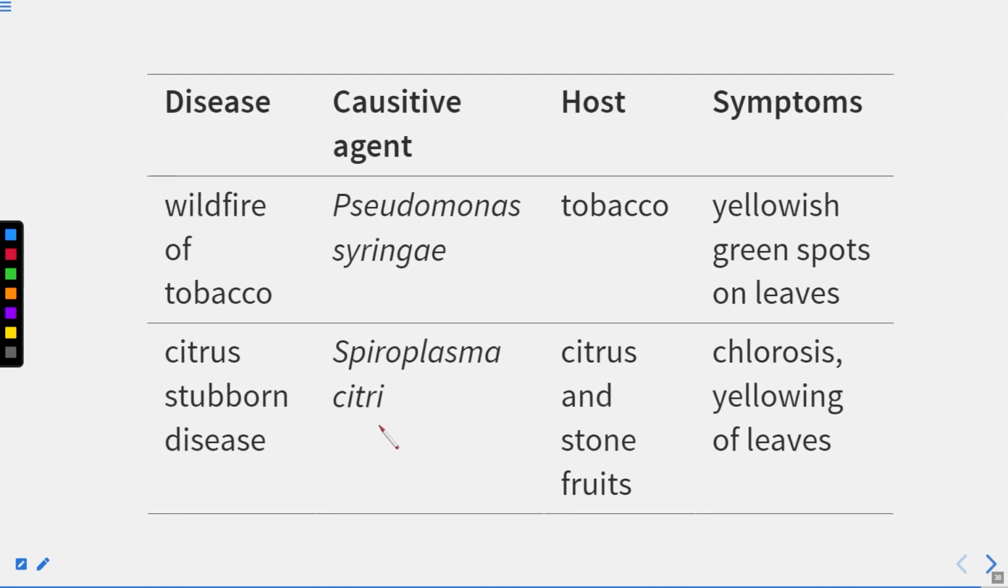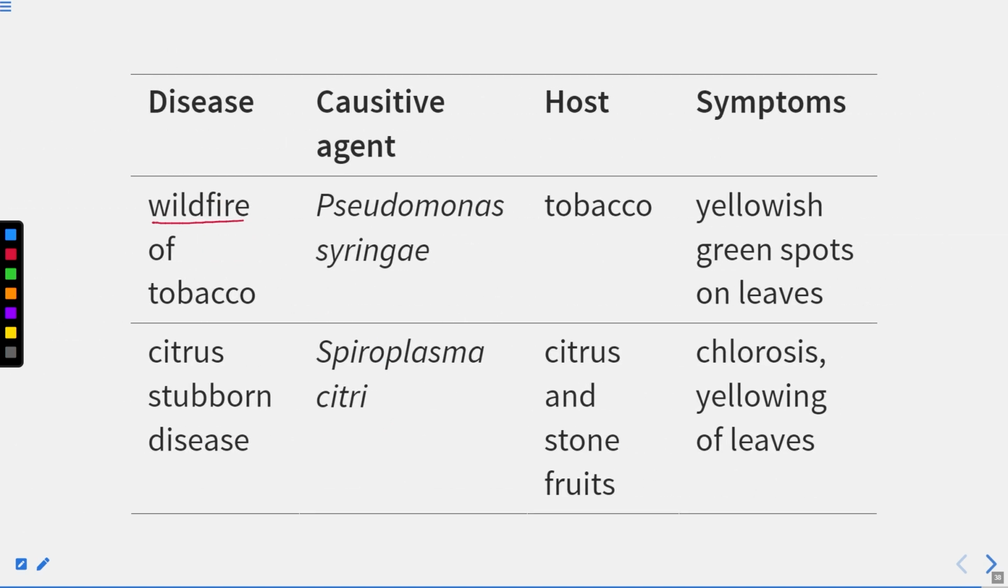Next is wildfire of tobacco, which is caused by Pseudomonas syringae. The host is tobacco, and yellowish green spots on the leaves can be seen in this case. Okay, wildfire of tobacco, Pseudomonas syringae.